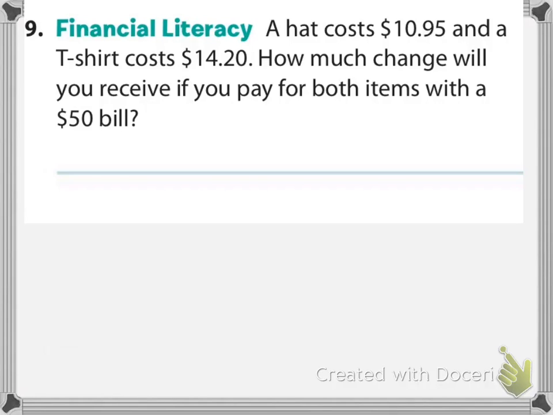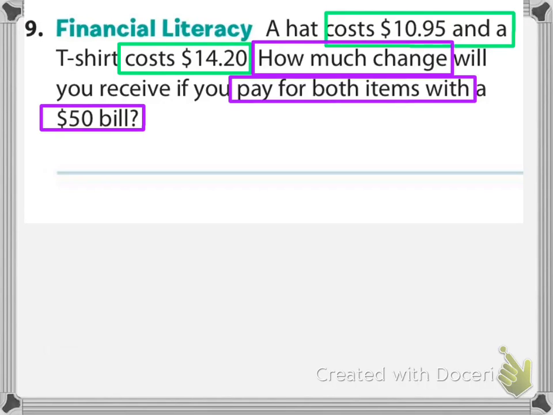Okay, so looking at this problem, a hat costs $10.95 and a t-shirt costs $14.20. How much change will you receive if you pay for both of these items with a $50 bill? So this is a multi-step problem. Things that you need to know is how much the hat costs. Okay, so I highlighted the important keywords in the problem. You're buying a hat and you're buying a shirt.